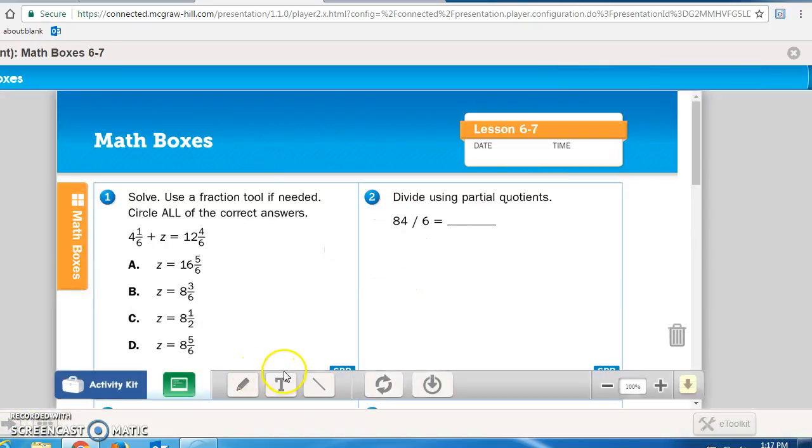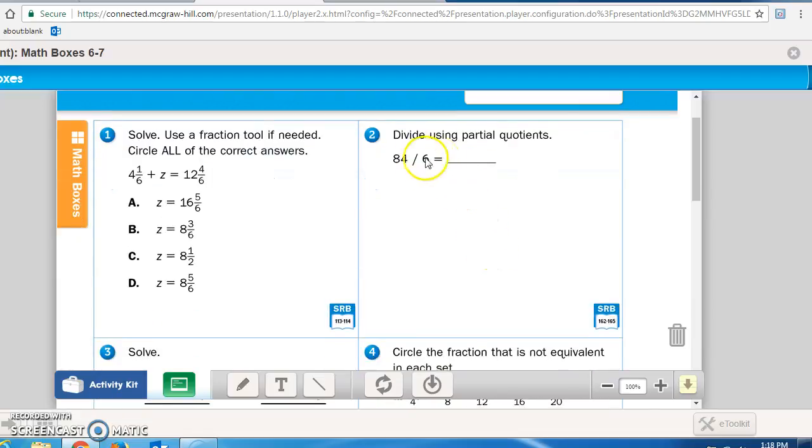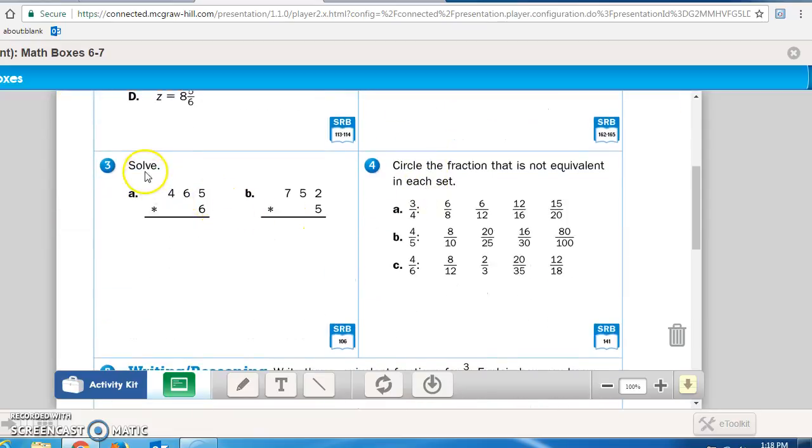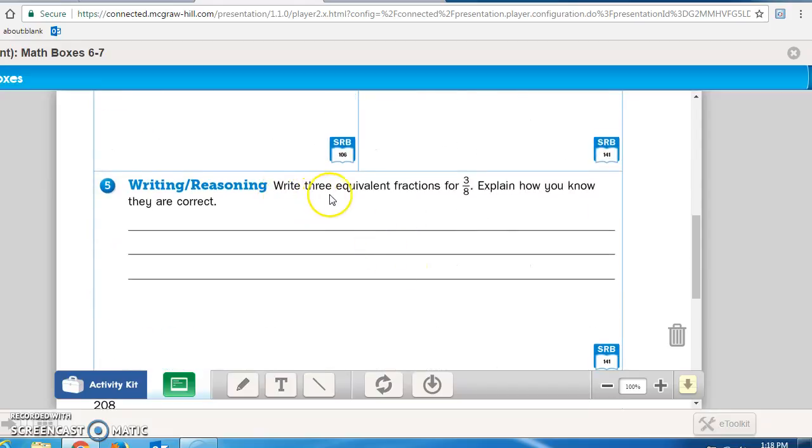If you don't need me to read what every box says, pause the recording now and go on. Math box 2 says divide using partial quotients. You must use partial quotients. 84 divided by 6. 3 says to solve your multiplication, use any method you want. Circle the fraction that is not equivalent in each set. So that 3/4, 4/5, and 4/6 are what you're looking at. And then write 3 equivalent fractions for 3/8.